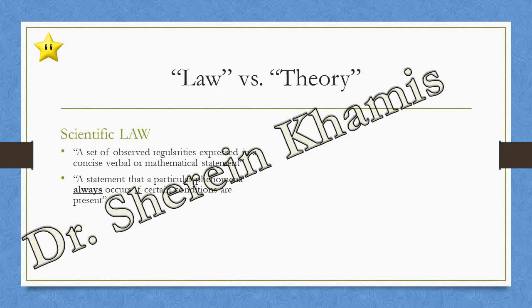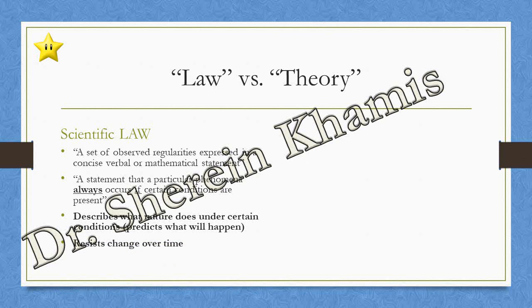A particular phenomenon always occurs if certain conditions are present. If the certain conditions are present, we can apply this law only. We have here the scientific law. Another point: it describes what nature does under certain conditions or predicts what will happen. Okay, it is a fact. It means it is a fact.